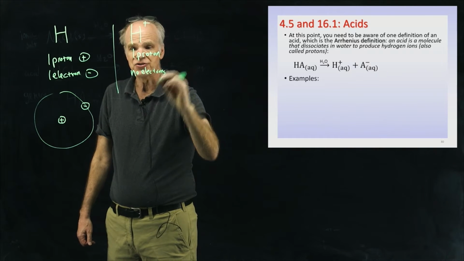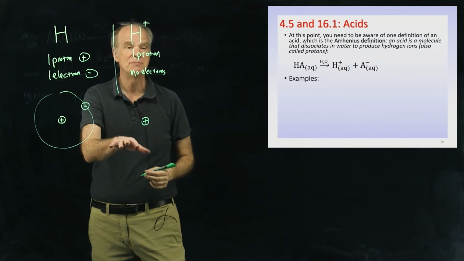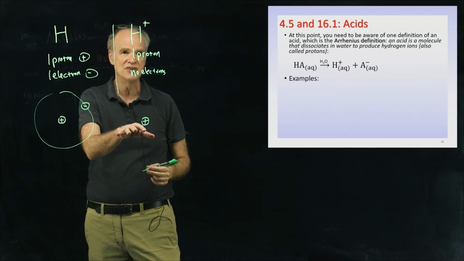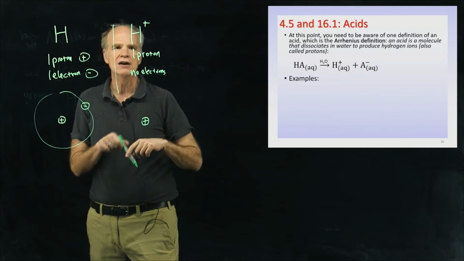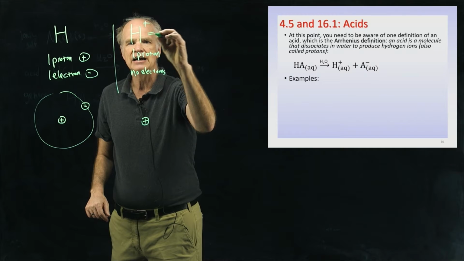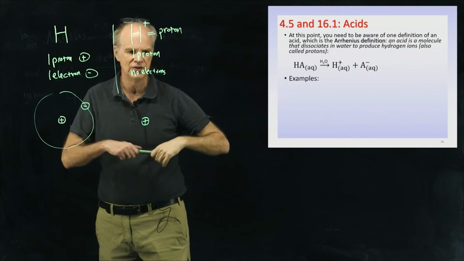And so it looks like this. We just have a hydrogen ion here. It's just a bare proton, that's it. So you can see the hydrogen ions are a lot smaller than the hydrogen atoms here. So just be aware that a hydrogen ion is often called a proton. Okay, so let's move on.